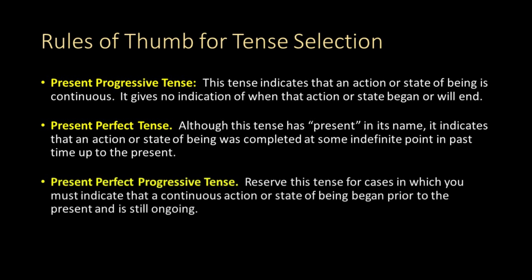Regarding present perfect progressive tense, reserve this tense for cases in which you must indicate that a continuous action or state of being began prior to the present and is still ongoing.